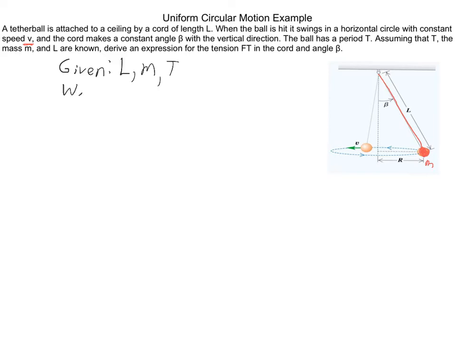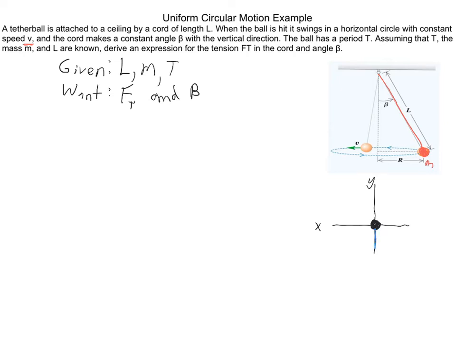What we want to figure out, what we don't know, is the force of tension in the string and that angle beta. We're thinking of force, so you should automatically think free body diagram. So here's my ball. I'll label some axes: we'll call this the x direction and this the y direction. I'm going to draw my free body diagram as though it's a freeze frame in the exact orientation it has in the picture.